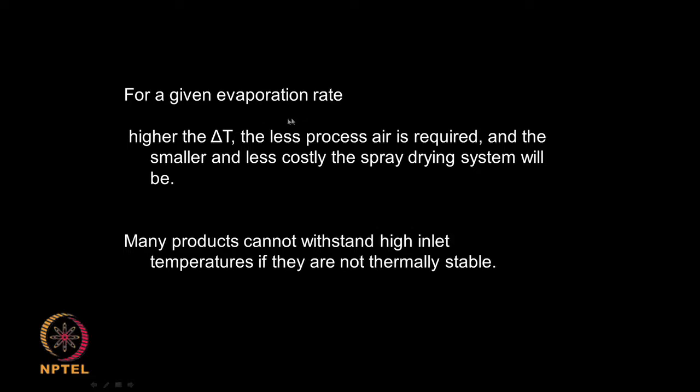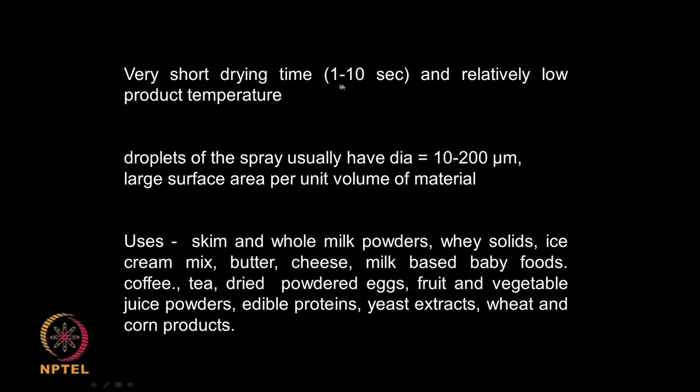For a given evaporation rate, the higher the delta T, the less process air you will require. If you require less process air, you will have a smaller and less costly spray drying system. But of course, if you are talking about high delta T, you have to be very careful that your material does not degrade. If it cannot withstand very high temperature, then your delta T has to come down. If the material can withstand it, then we can have higher delta T, so the system will be quite small. Very short drying time will give you a very low product temperature, so your product will not get degraded.